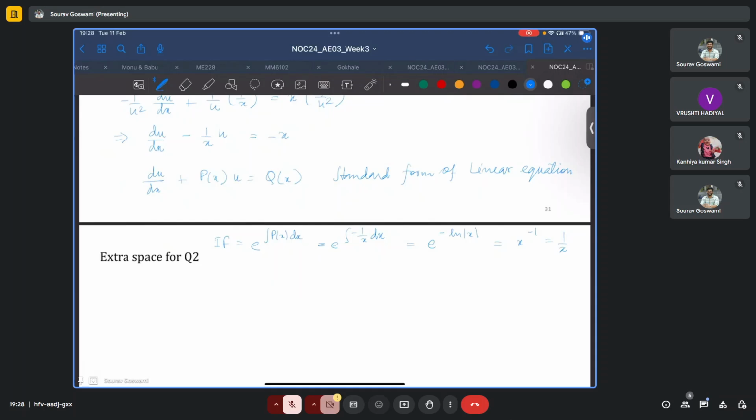So we multiply both sides of the equation by 1 by x. So 1 by x du/dx minus 1 by x square u is equal to minus 1, which implies that this is equal to d/dx of u by x. V du minus u dv by v square.